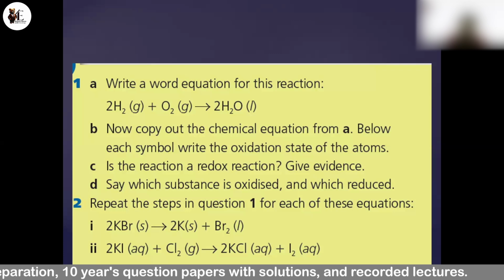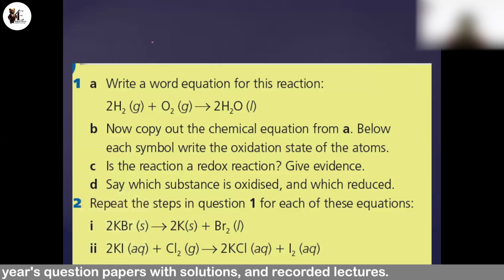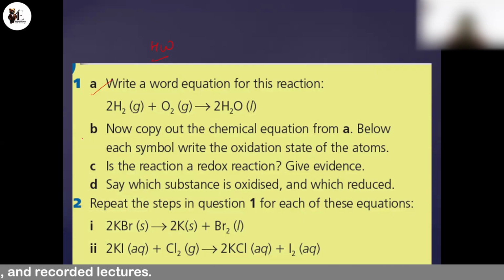So this is your homework question for today. Write a word equation for this reaction. Take a screenshot for this. You just have to tell which substance is oxidized and which is reduced. So read it once and then take a screenshot.